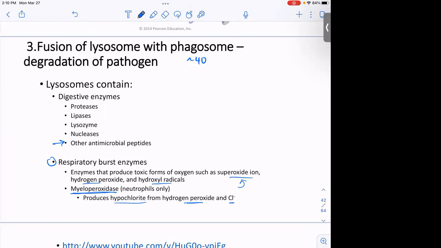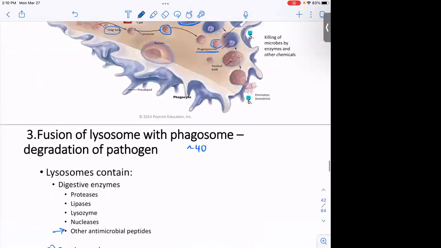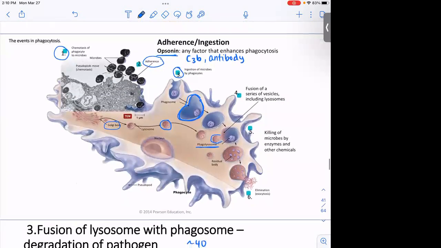What's another name for hypochlorite? I heard some of you say it, bleach. Okay, so we can actually make bleach in our neutrophils. Okay, so most of the time, maybe 99% of the time, that pathogen is killed in that phagolysosome. Those lysosomal enzymes react and usually bring about the death of the pathogen. And then it's going to be eliminated by exocytosis.